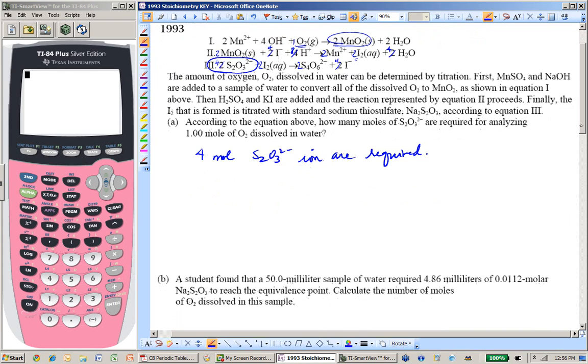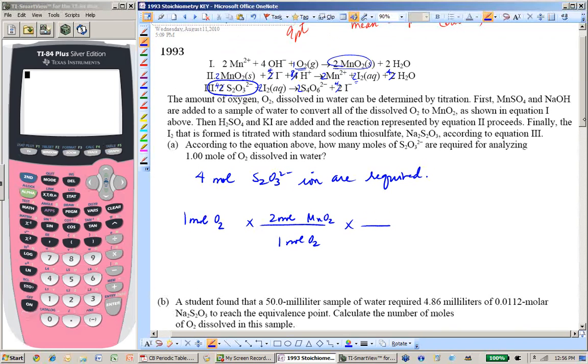Now, let's say you didn't catch that. You can still do it by dimensional analysis. Just start off this way. 1 mole of oxygen. There's 2 moles of the MnO2 per 1 mole of oxygen. Where am I getting that? I'm getting that from step 1. See, there's 1 mole oxygen right here and 2 moles there. So I'm just getting that from step 1.